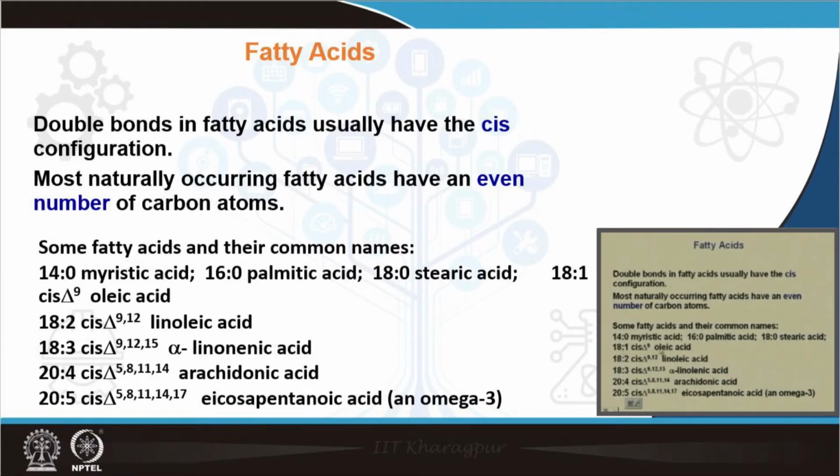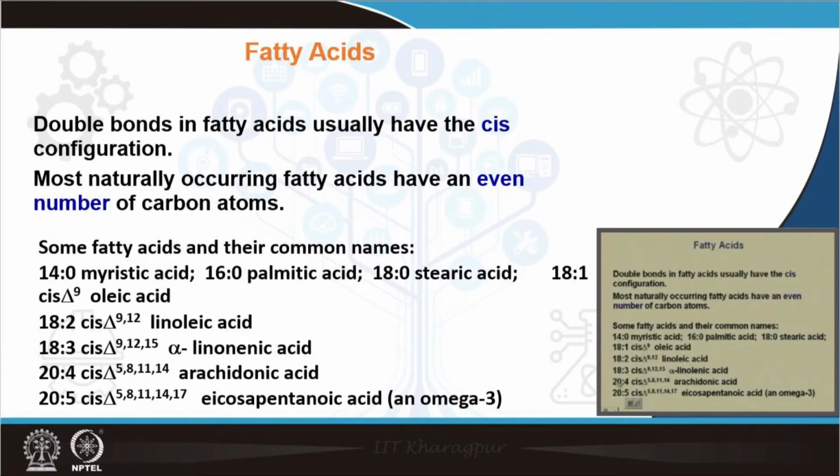Then we go to oleic acid. It is 18:1 cis. The cis is not usually put in, just the delta 9 is sufficient, because most of them are cis anyway. So, 18:1 delta 9 means that oleic acid is an 18 carbon fatty acid with one double bond between 9 and 10. Okay, that is as simple as that.